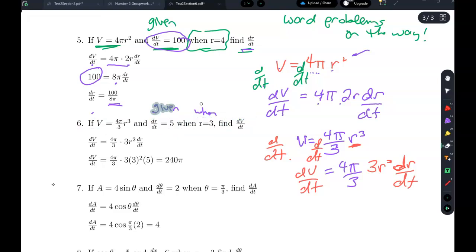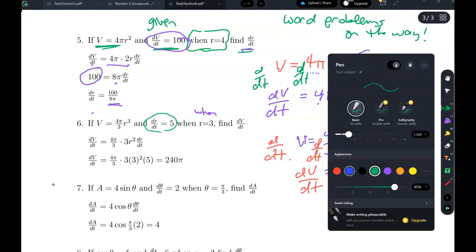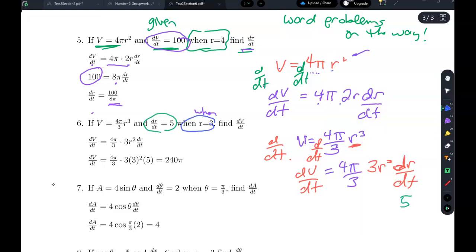So let me erase here so we can see what we've got. So they're telling me dr over dt is 5. Oh, look at that. And they're telling me that r is 3. Oh, look at that. So I can put 3 squared, which is 9, right? Carry along the 4 pi over 3, and then I can figure out the dv over dt, and that turns out to be that.